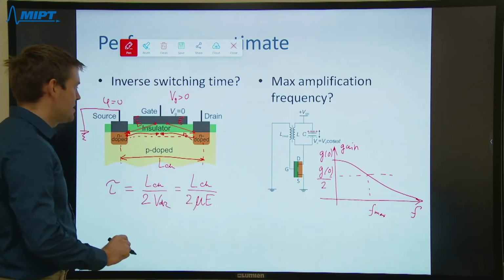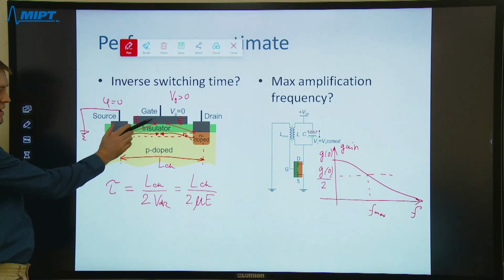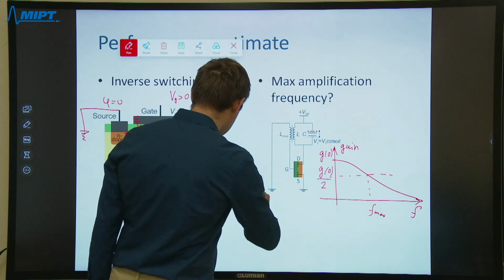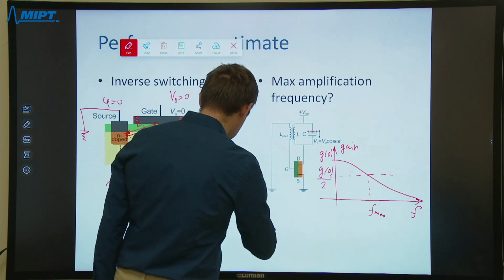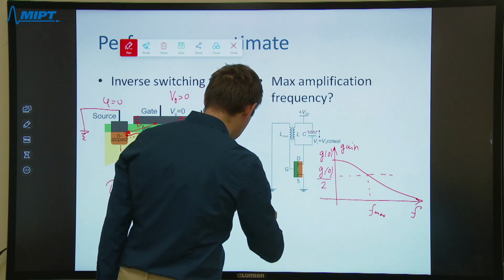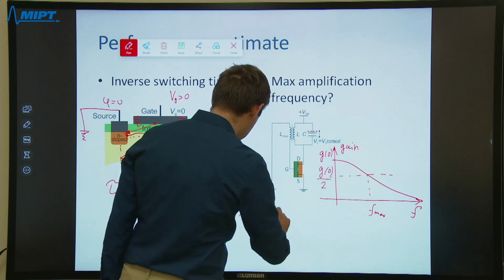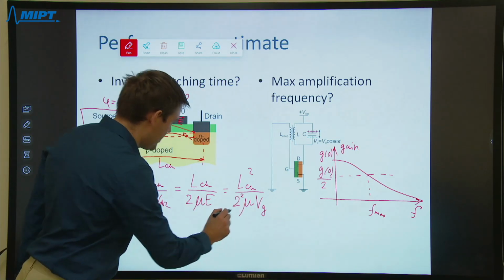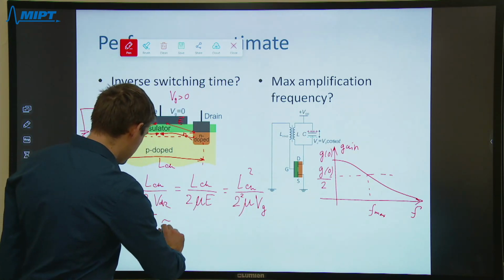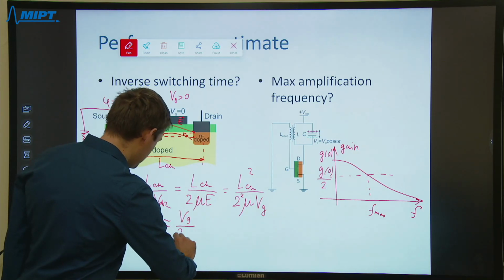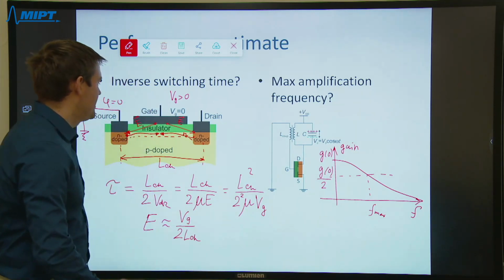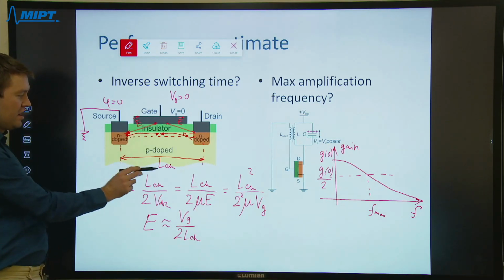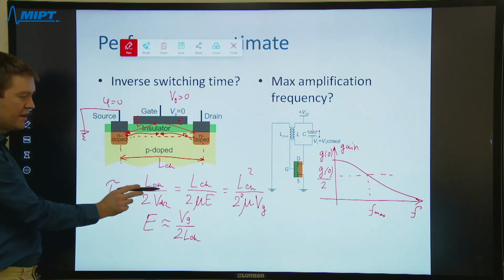But how can we estimate the electric field? Electric field is the voltage drop divided by the length. So we get that it is channel length squared divided by 2 mu Vg. And here we have the factor of 4 because electric field is roughly Vg divided by 2 channel length. This is just from the picture. Voltage drop is equal to the gate voltage, and the length is roughly channel length divided by 2.